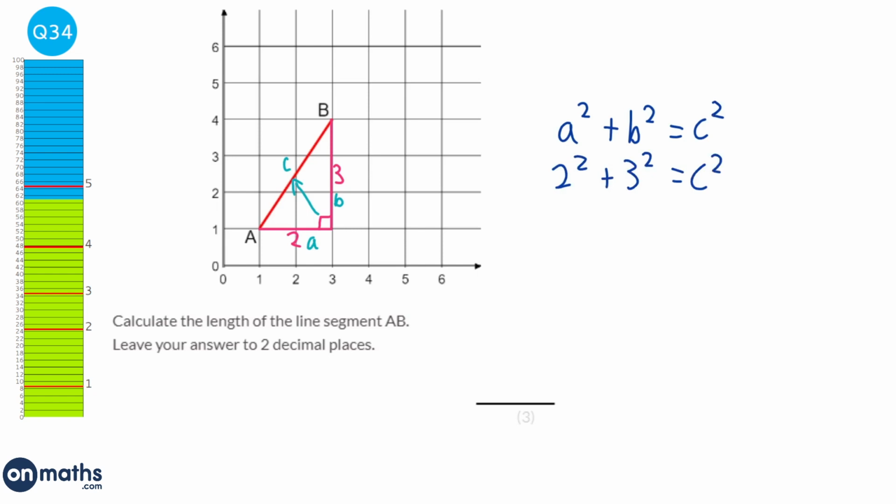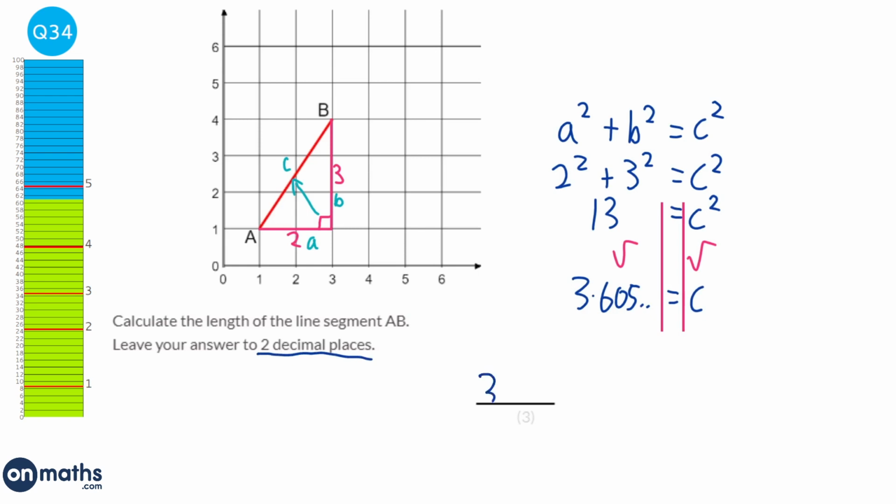and 2 squared plus 3 squared is going to be 13. And then we're just going to solve that by square rooting both sides. So the square root of 13 is 3.605 and so on. And it asks it to 2 decimal places, so it's going to be 3.61.